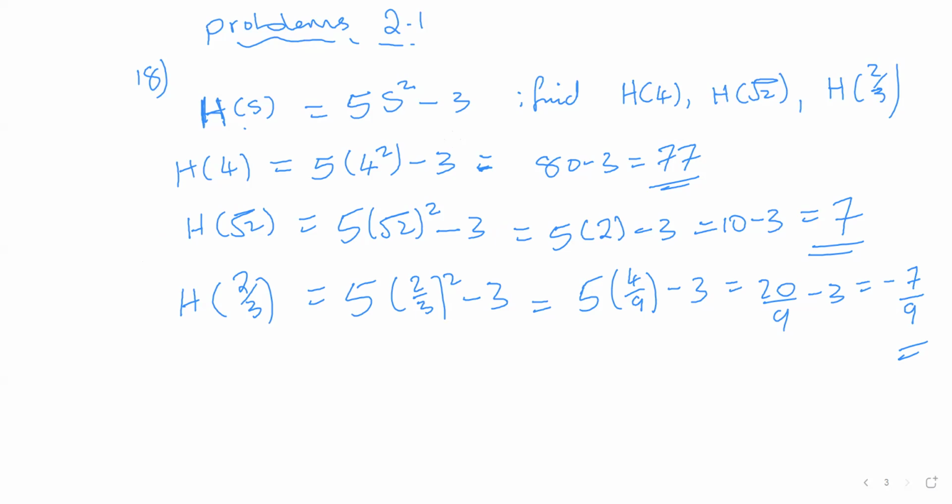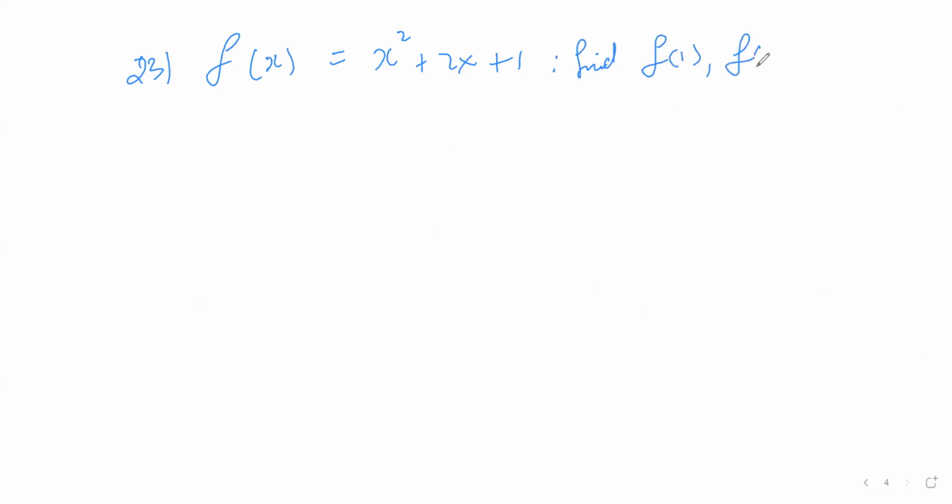Okay, let's look at number 23. Number 23 says, given that f of x is x squared plus 2x plus 1. Find f of 1, f of minus 1, and f of x plus h. Okay, find the function value at these points.